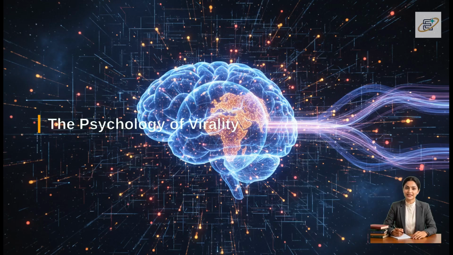Now that we understand the technical infrastructure required to deliver 10 billion messages, we need to ask a completely different question. What makes people actually want to send those messages? This brings us to our second major topic, the psychology of viral content and storytelling. Building a robust system is only half the battle.